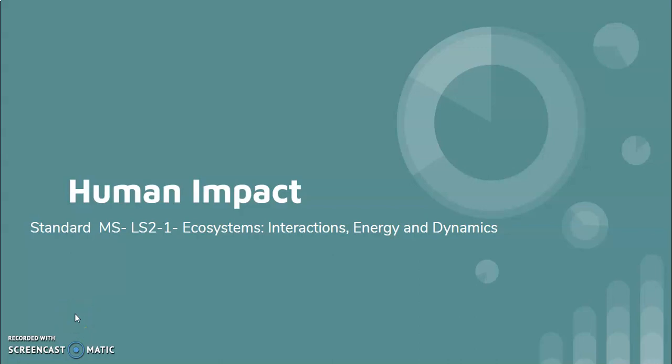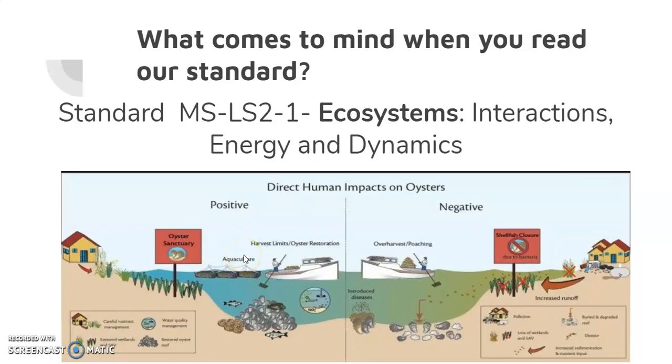For the remainder of Term 4, we're looking at our Human Impact Unit. To start, we're looking at Life Science 2-1, which looks at the interactions, energy, and dynamics of our ecosystems. When you see that standard, what comes to your mind?